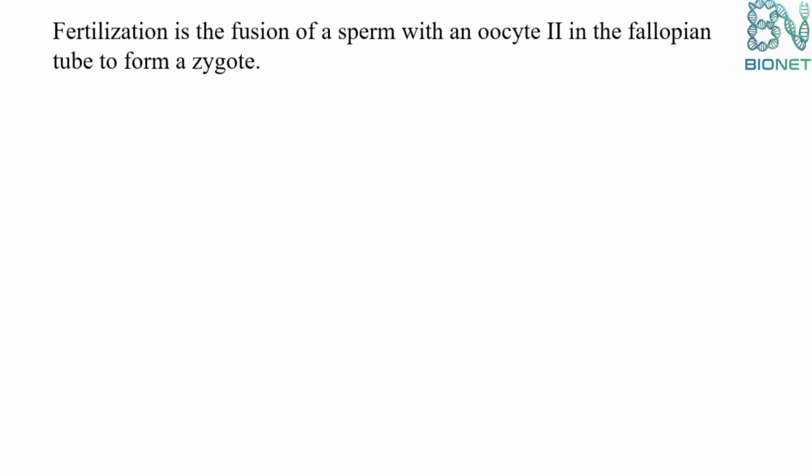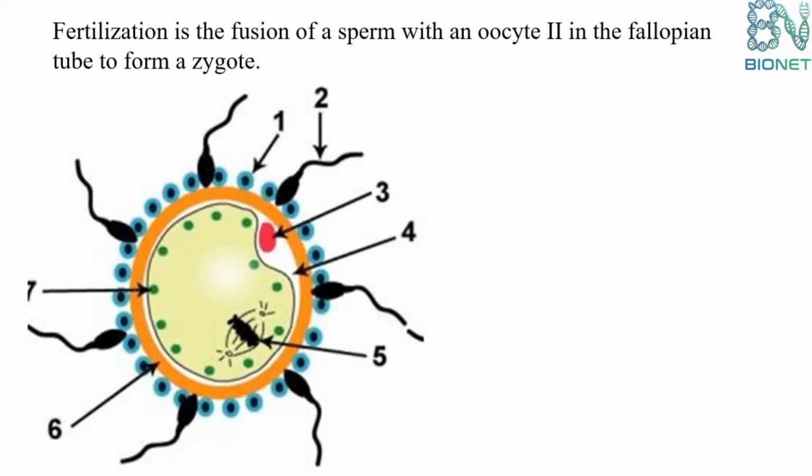As I have said, fertilization is the fusion of a sperm, which is a haploid cell, with an oocyte 2, which is also a haploid cell, in one of the fallopian tubes to form a zygote, which is a diploid cell. Here we have the structure of the ovulated oocyte found in one of the fallopian tubes.